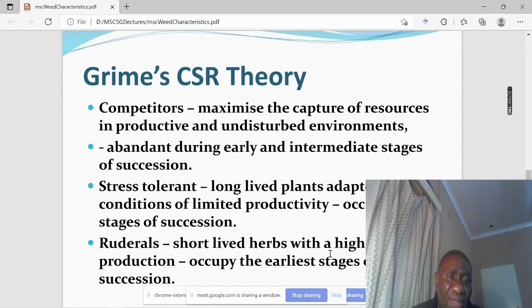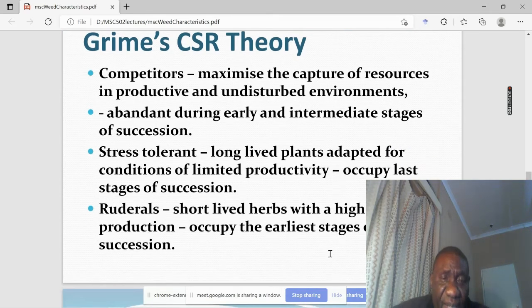Then we have stress tolerant. These could be trees and grasses growing outside the agricultural fields. These are long-lived plants adapted for conditions of limited productivity and occupy what we call the last stage of succession, because these plants are always changing. Ruderals probably represent the weeds, which are short-lived herbs with high seed production, and these may occupy the earliest stages of succession.